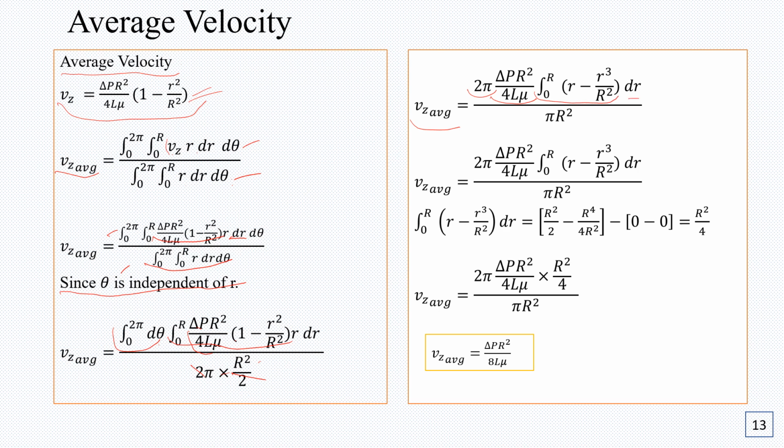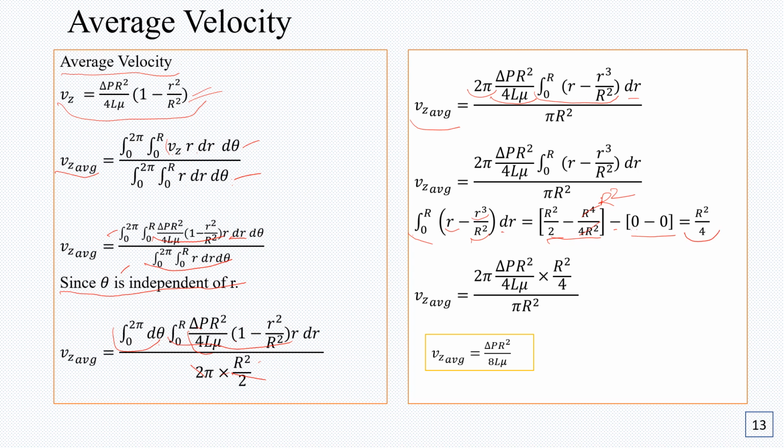So this integral can be solved as follows. The r raised to power 1 here and small r raised to power 3 divided by capital R². Since capital R² is constant, it remains as it is. So the integral is capital R² divided by 2 minus capital R² divided by 4R². When we substitute the limits, the upper limit R and the lower limit 0, the R² is cut, and here the power of R changes, and finally the integral's value will be equal to R² divided by 4.